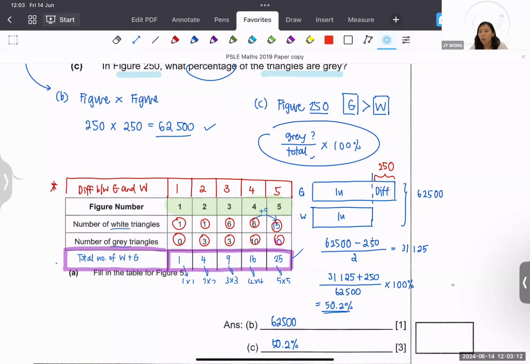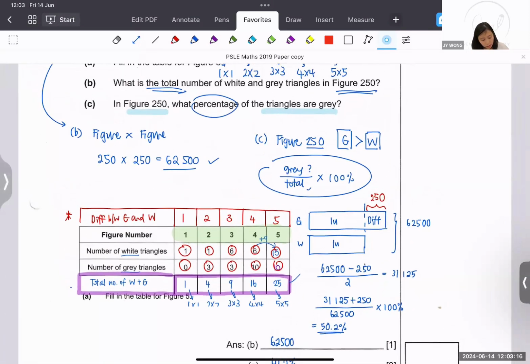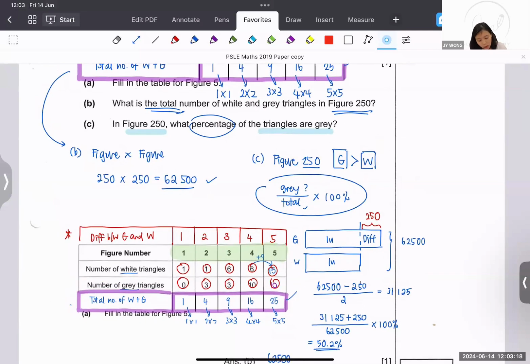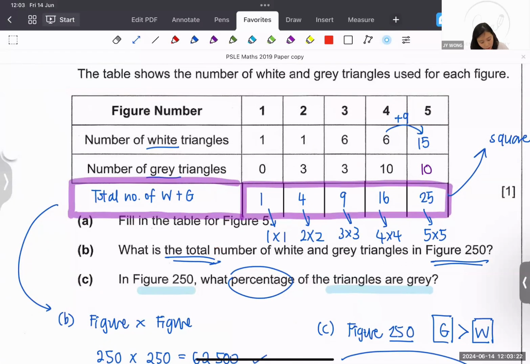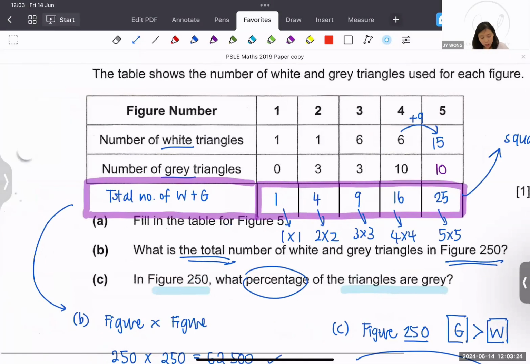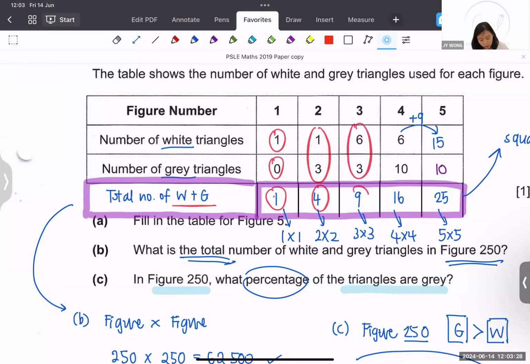And then, why figure number times figure number? Look at this again. Total number of white and gray. If you add up, 1 plus 0 is 1, 3 plus 1 is 4, 6 plus 3 is 9, 6 plus 10 is 16, 15 plus 10 is 25. These are all what we call square numbers. Square numbers means same number times the same number.